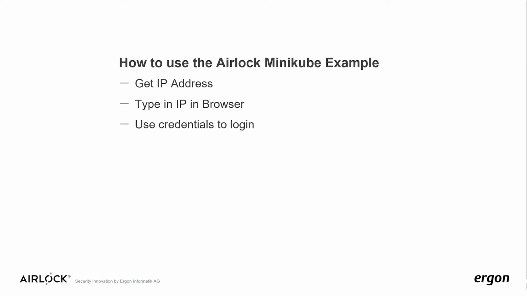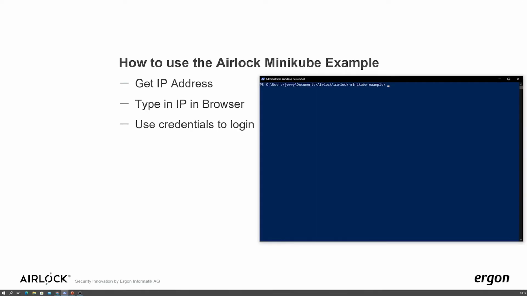Now let's open up a command line. In my case, it is Windows PowerShell because I deployed the Minikube example on a Windows machine. To find the IP address, I can use the command minikube ip. On my local machine, the external IP address of Minikube seems to be 172.30.428. Okay, let's use this IP in the browser.